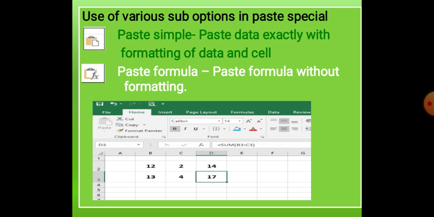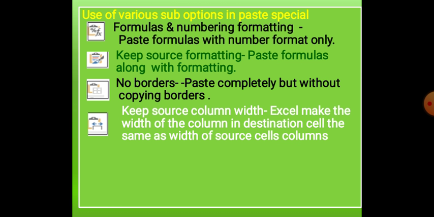Paste formula. Children, this option only pastes the formula without formatting. If you are copying any formula from one cell to another cell, in that case this option only pastes the formula, and no formatting will be copied. Next is the formula and number formatting paste option. Children, this option pastes the formula along with the number formats, but it will not copy the format of the cell like cell color, cell border, and so on.